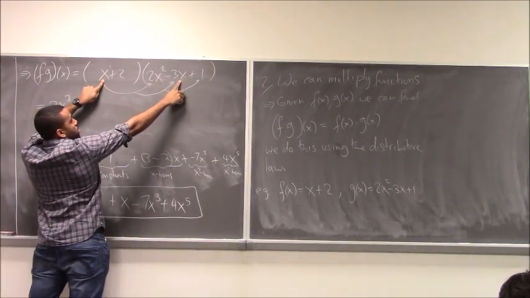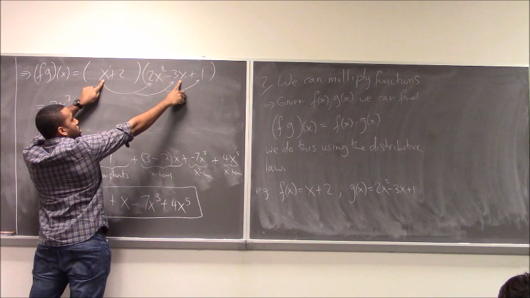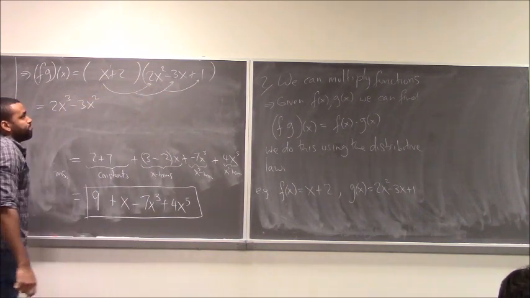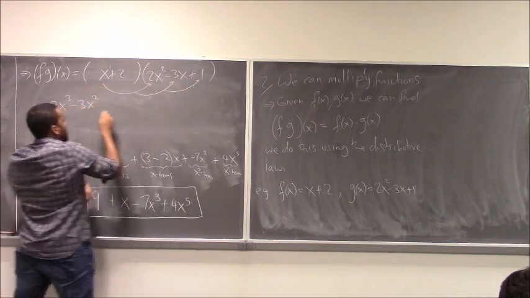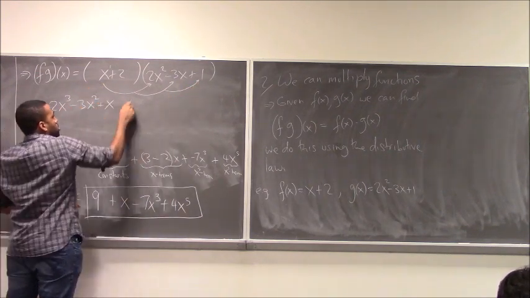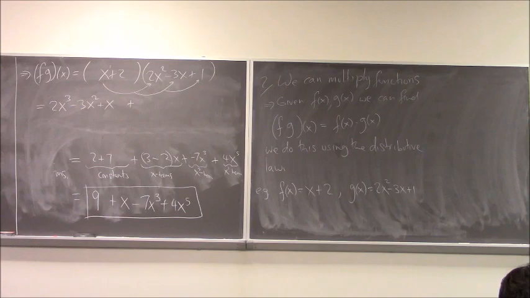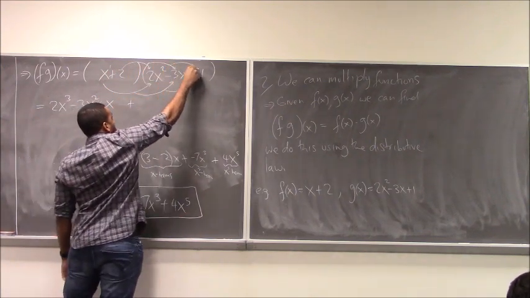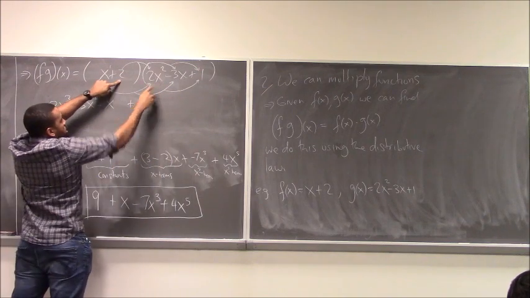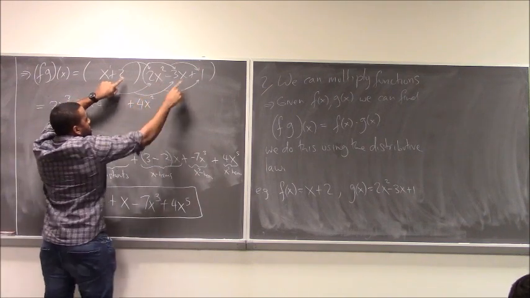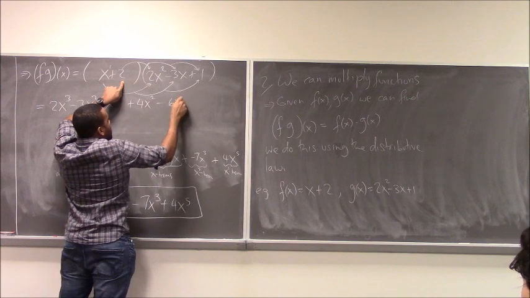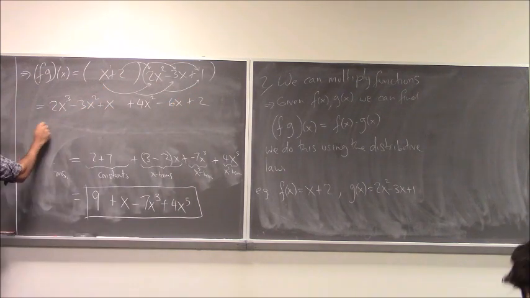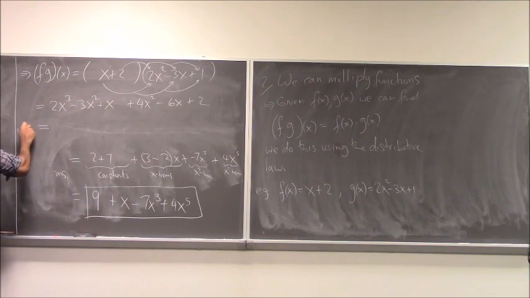X times this, the powers are both 1, so the powers add to become 2, and so I would have minus 3x squared. X times 1 is just x, plus, and now I do the same thing with the 2. Boom, boom, boom. So 2 times this is 4x squared, 2 times this is minus 6x, 2 times 1 is just 2. And now we combine like terms.